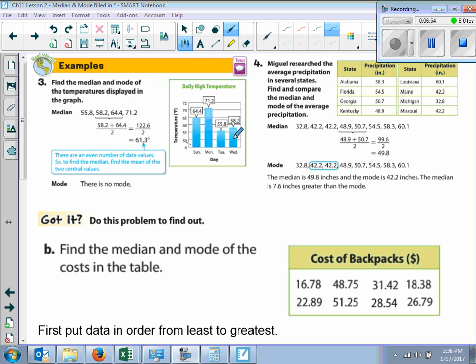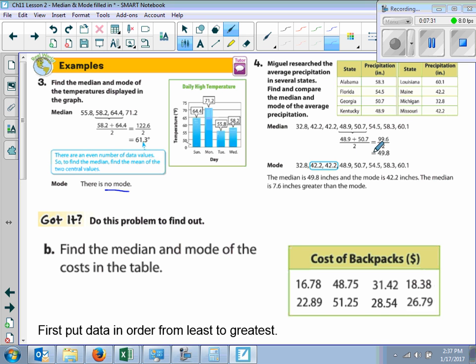In order to find the median, we add the 2 middle numbers and divide by 2. That gives us 61.3 degrees. Then to find the mode, if you look here, all 4 of the temperatures are different, so none occur more than any of the others. So for this set of data, we have no mode.